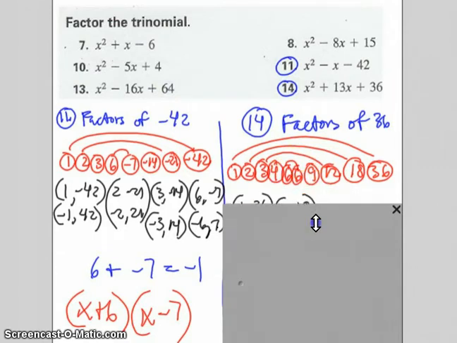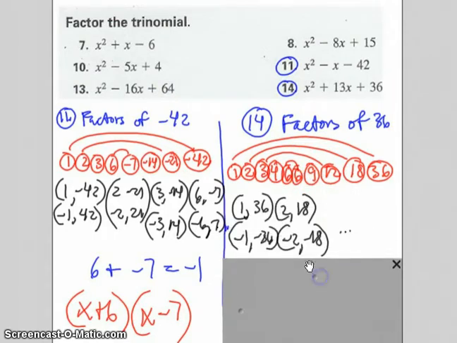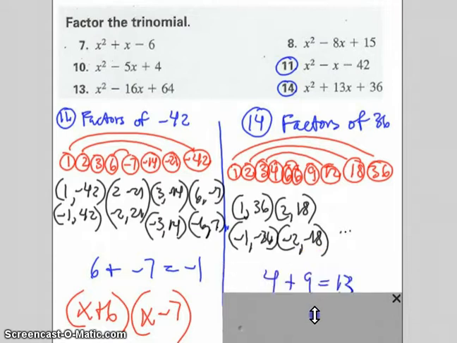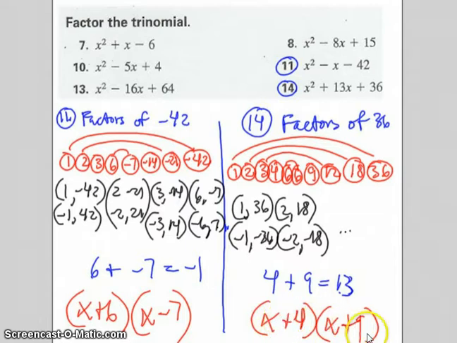But remember, each of those could have a negative opposite. So it could have been 1 and 36, or it could have been negative 1 and negative 36. Could have been 2 and 18, but it also could have been negative 2 and negative 18, and so on. I'm not going to write them all out here. There isn't really room. But I'm looking for a pair that's going to add up to make 13. All right, so let's see what that is. Okay, 4 and 9. Look here, 4 times 9 does make 36, and 4 plus 9 does make 13, and that's the only pair where that's true. So my factors are going to be x plus 4, x plus 9.